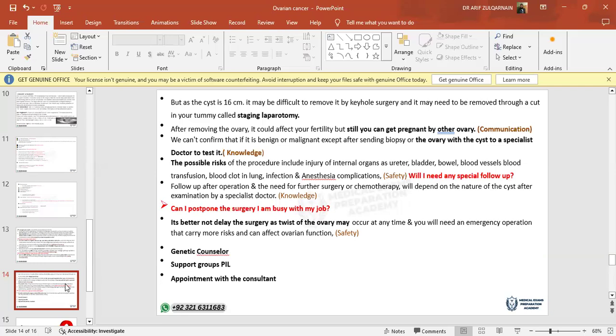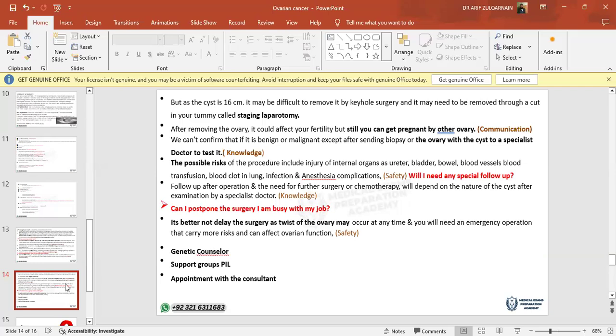And then we will also tell her about follow-up after the operation, that after the operation you will need follow-up, and you may need further surgery or chemotherapy. It will depend on the nature of the cyst after examination by a specialist doctor. Okay. Then here the patient is asking a question, can I postpone the surgery? I am busy with my job.